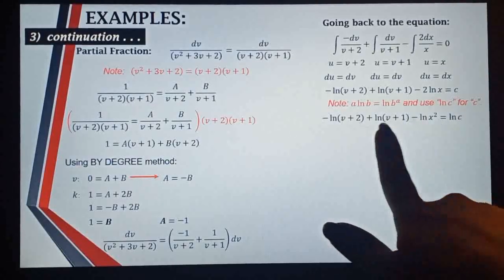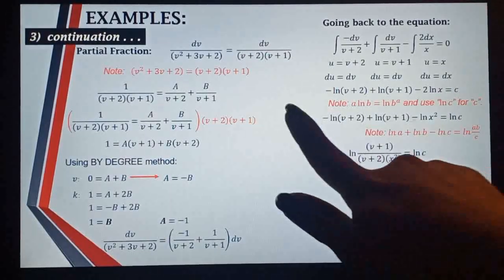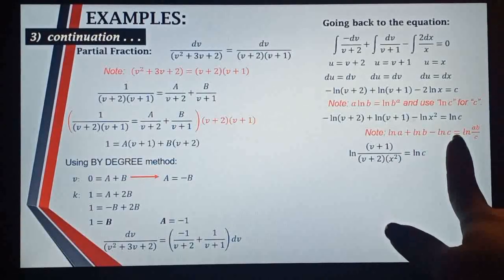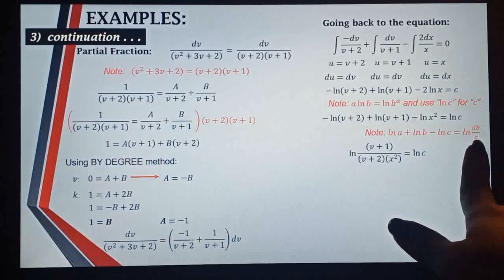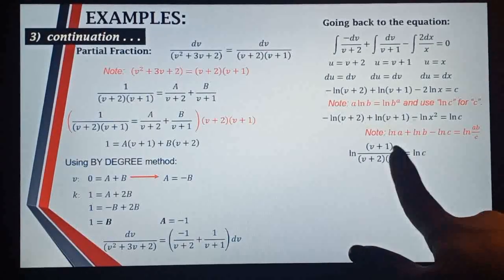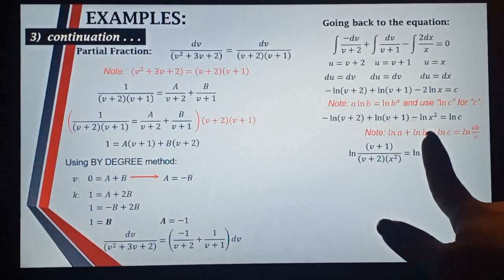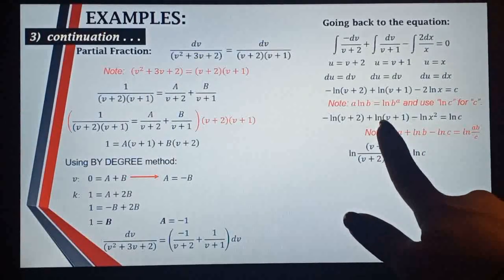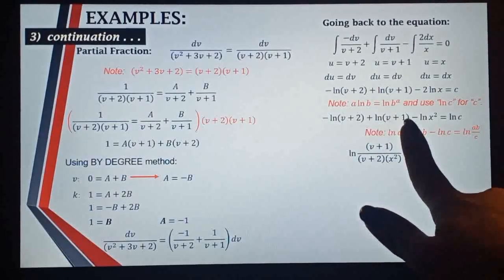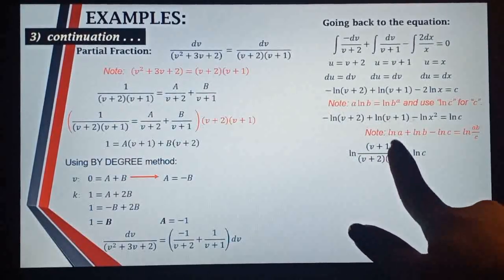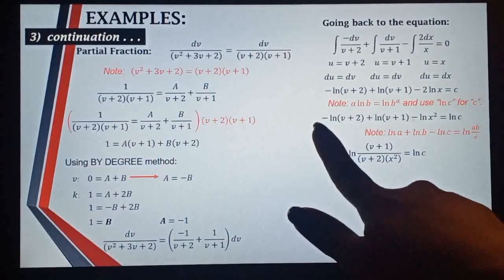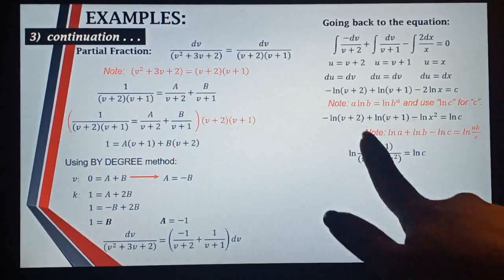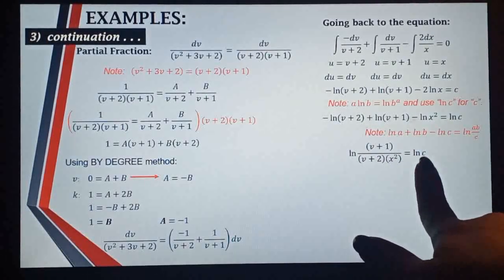So, since lahat naka-ln, pwede natin gamitin yung property of the ln of a plus ln of b minus ln of c can be ln of the product over the division. So, you will have ln of ab over c since minus is c. So, you will have just v plus 1 as your numerator since siya lang yung positive. Then, yung negative nasa denominator, which is the x squared and the v plus 2, then equated to ln c.